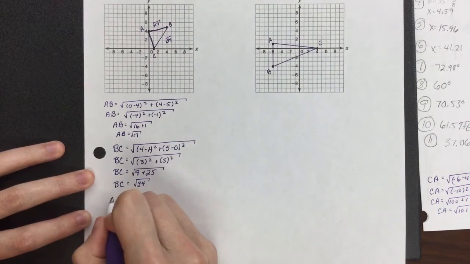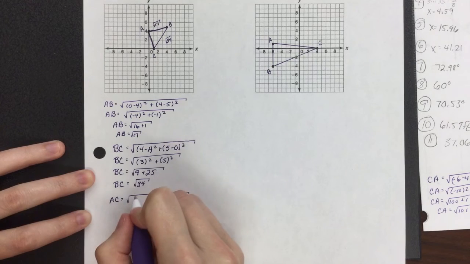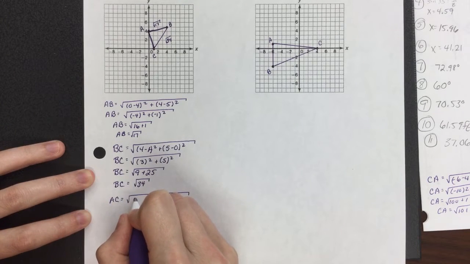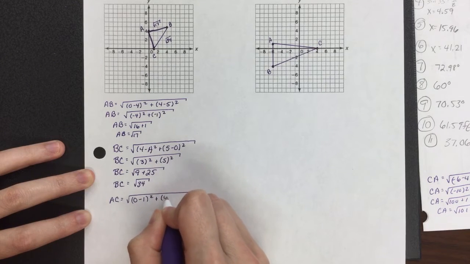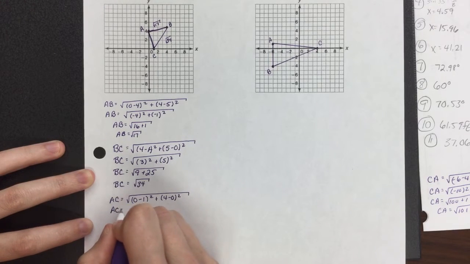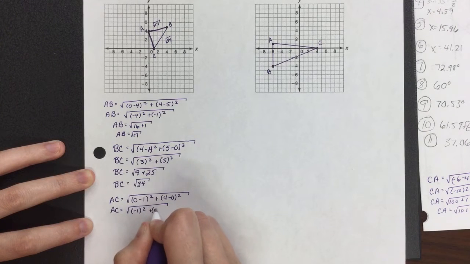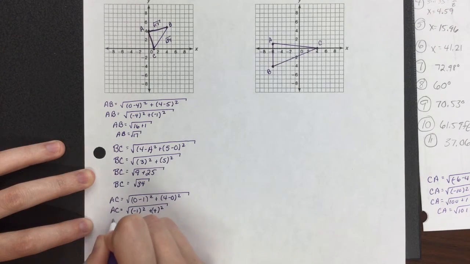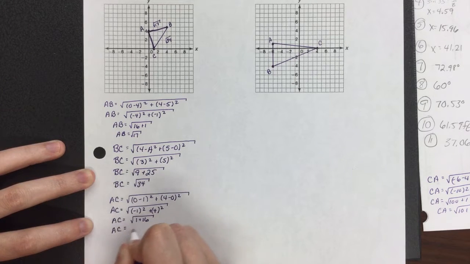And then last side, so AC, we need to know the distance from A to C. So we're going to have 0 minus 1 squared plus 4 minus 0 squared. So AC is going to be equal to the square root of negative 1 squared plus 4 squared. So AC is going to be equal to the square root of 1 plus 16. So AC is going to be equal to the square root of 17.